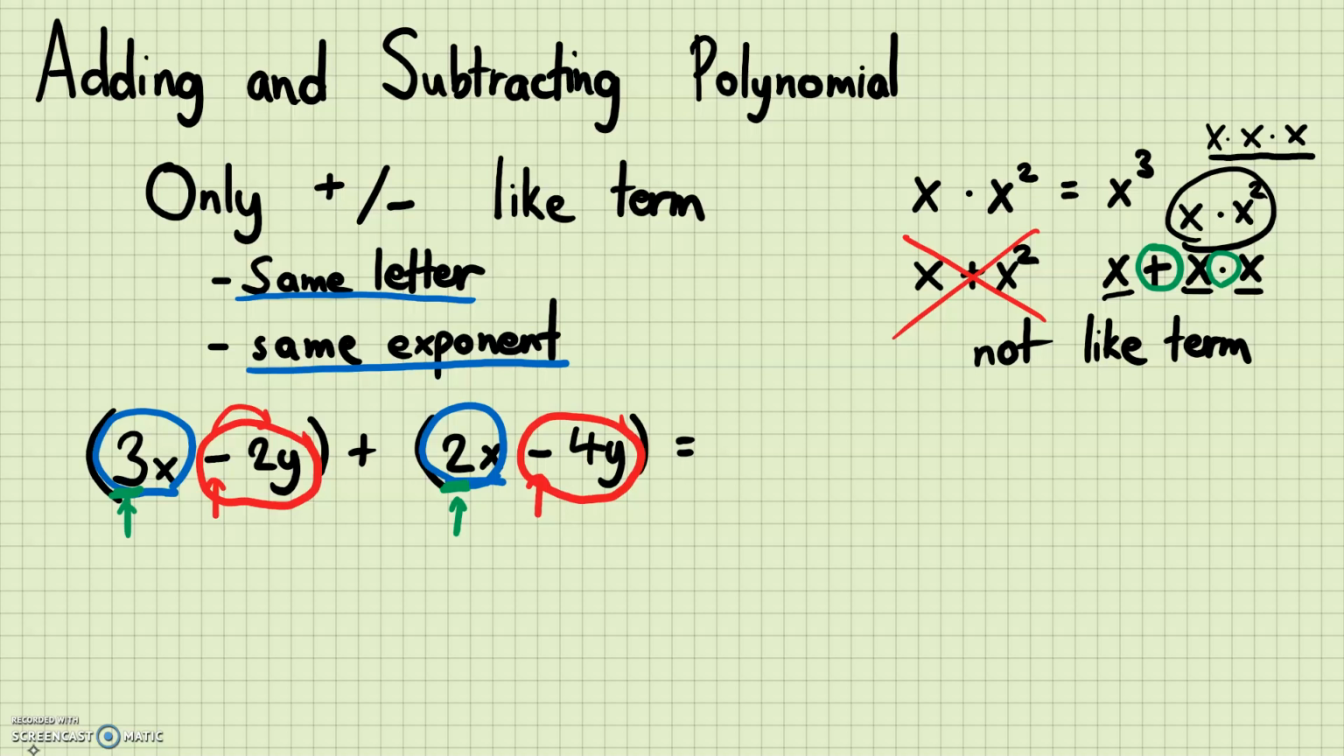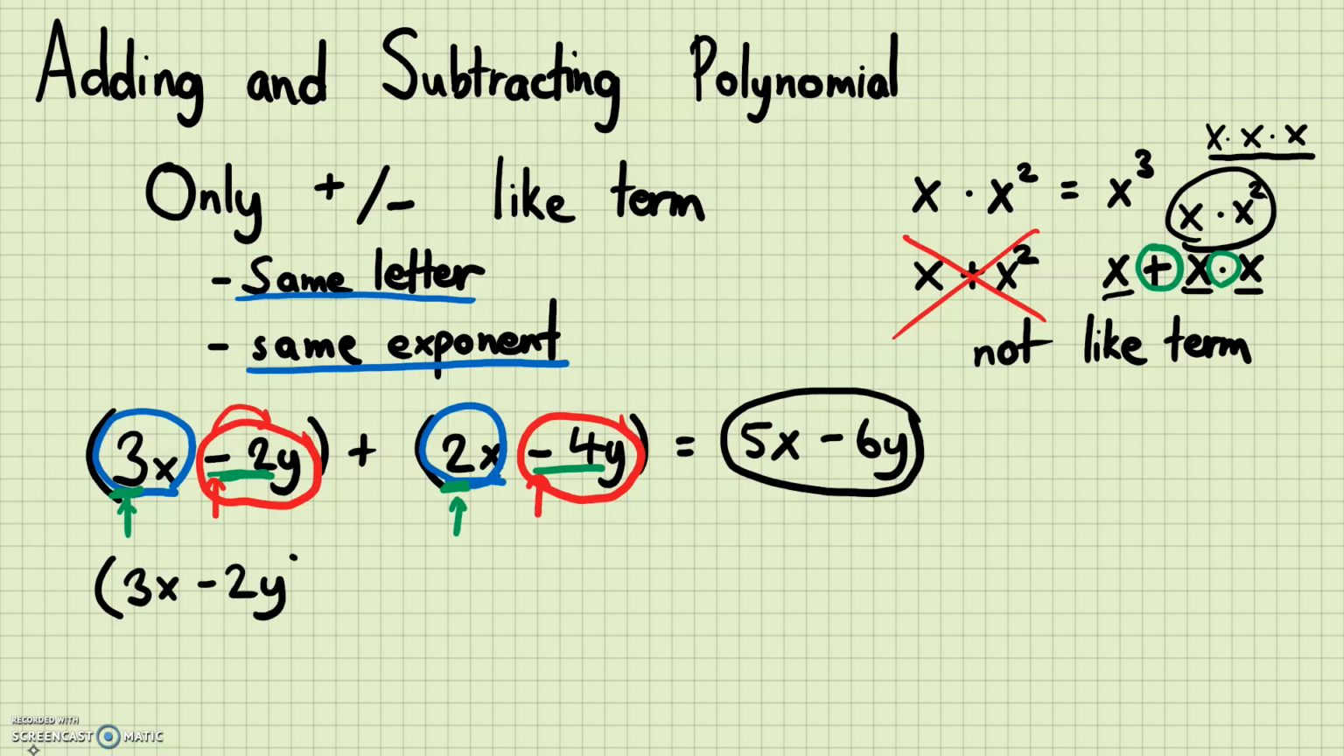All right, so 3x plus 2x is going to equal 5x. And for the y part, negative 2y plus negative 4y, or negative 2y minus 4y, is going to equal negative 6y. Okay, so that would be our answer here. Now let's try another example. Let's say we have the same problem as above, but instead of the plus here, we have a minus.